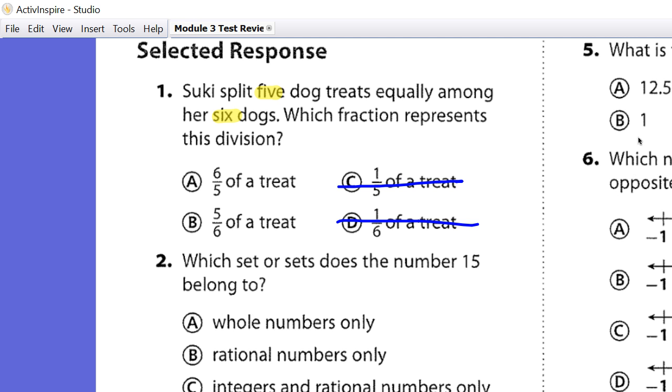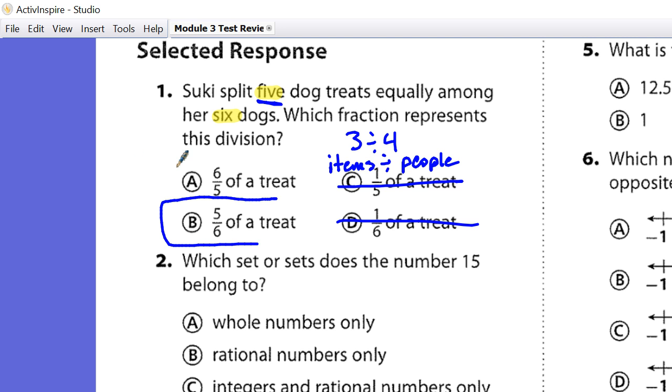So remember on one of the previous videos we talked about how the friends were splitting up the blocks of clay. We had 3 blocks of clay divided by 4 friends. So the conclusion we drew was that it always ended up being the items divided by the people. Now there's no people in this problem, but there's something similar. There's still items, dog treats. Which one is the items? It's 5. So 5 is going to get divided by 6 dogs. 5 divided by 6 dogs is choice B. 5 over 6 is 5 divided by 6. The answer is B.